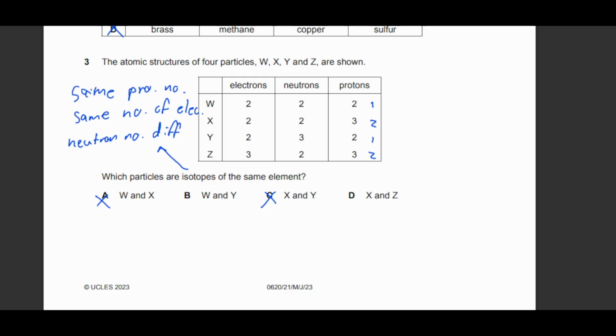So, next, they need to have the same number of electrons. So, between W and Y, they both have the same number of electrons, but if you look at X and Z, one has 2 electrons and one has 3 electrons. So therefore, X and Z is wrong automatically, right? They need to have the same number of electrons as well. So which particles are isotopes of the same element? It has to be W and Y. And we can use the third thing to double check. W has 2 neutrons, Y has 3 neutrons, so therefore W and Y is correct.